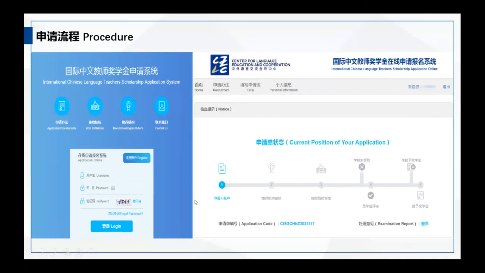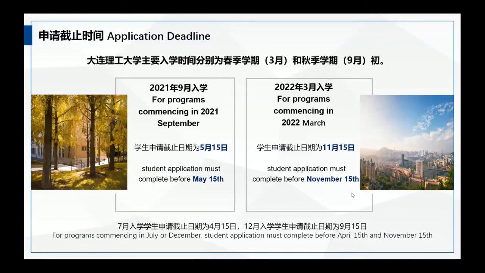The first one is applicant account, and the second one is recommendation institution, which will be your Confucius Institute, and the third one is our university. And the final step will be the evaluation of the Center for Language Education and Cooperation. If you are selected by the Center for Language Education and Cooperation, our university will get in touch with you about the admission issues. So what about the application period?